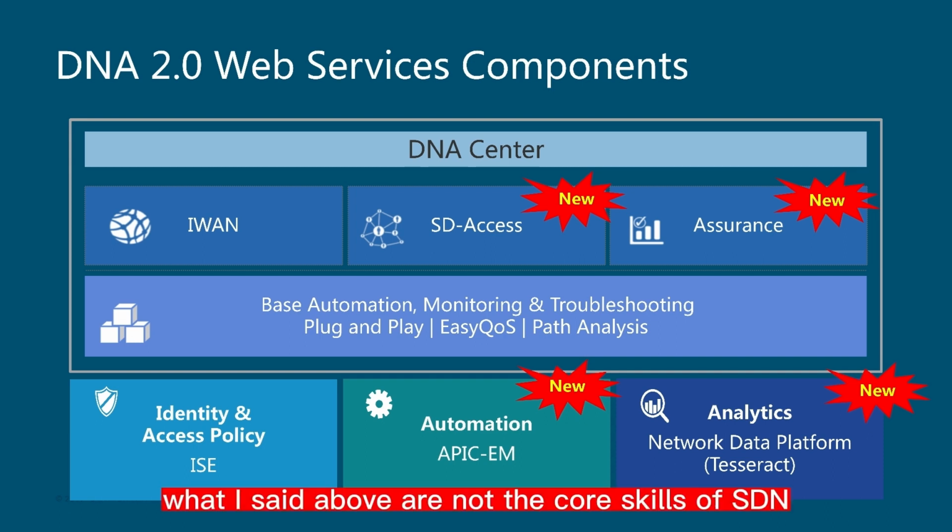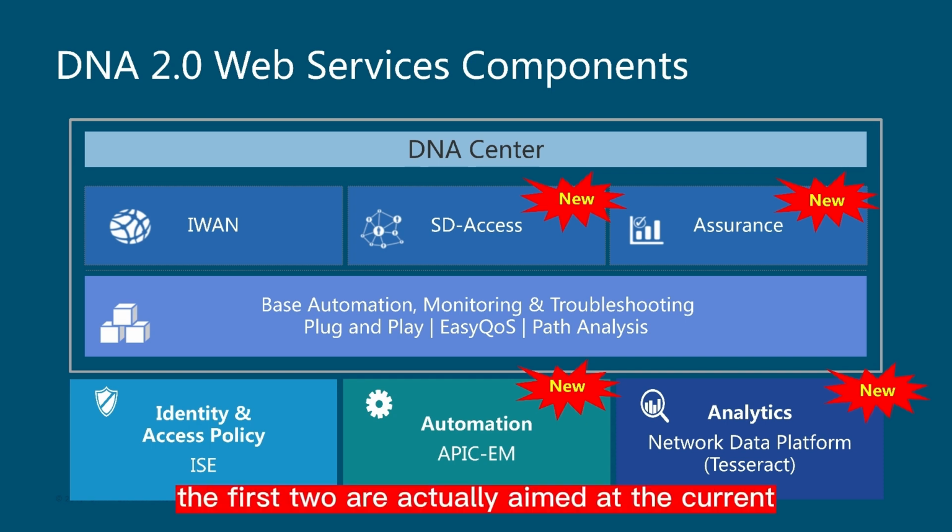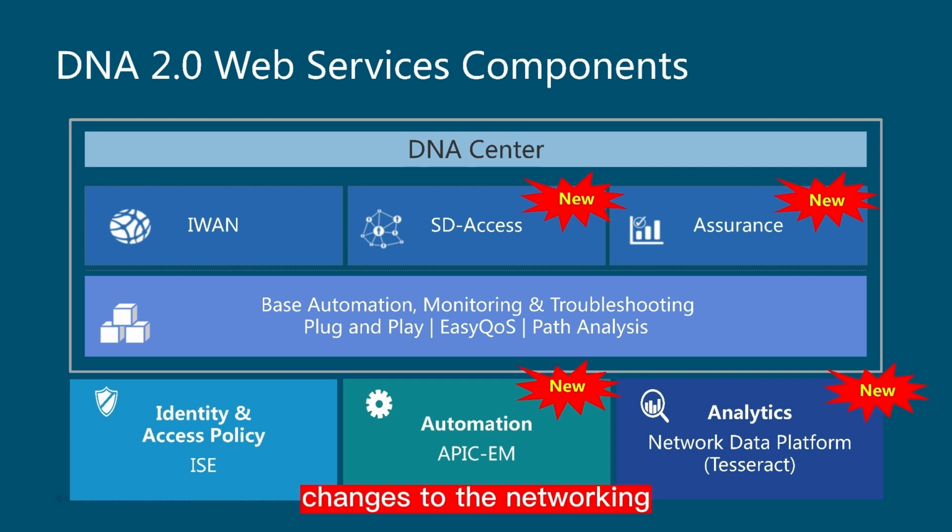What I said above are not the core skills of SDN. The core skills are the first two. Let me tell you again. The first two are actually aimed at the current changes to the networking architecture of the campus network, because now it is a tube well structure. Now in the entire data center, a two-tier architecture is used. Backbone separation.